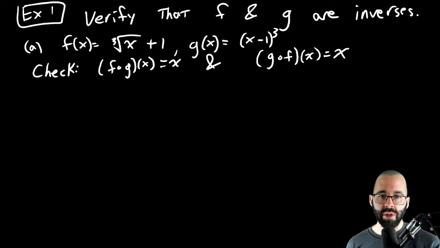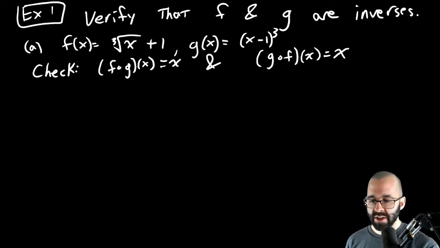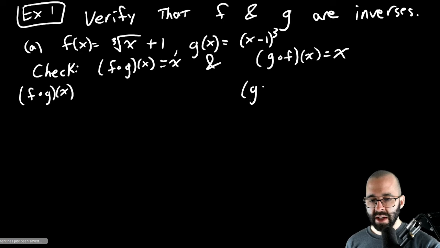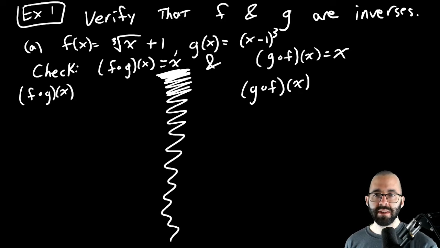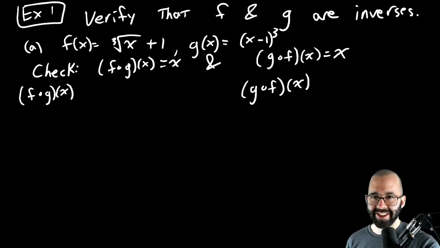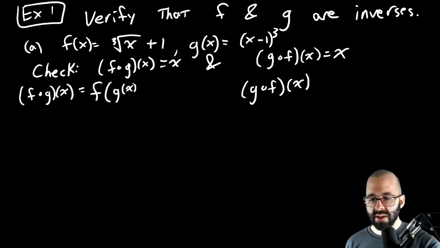So you strap your 3.4 hat on, function compositions, and you evaluate what is f of g of x. You evaluate what is g of f of x. And this is what we hope it simplifies down to. All right, that's a little extreme. So f of g, function composition, just means f of g of x, like so.